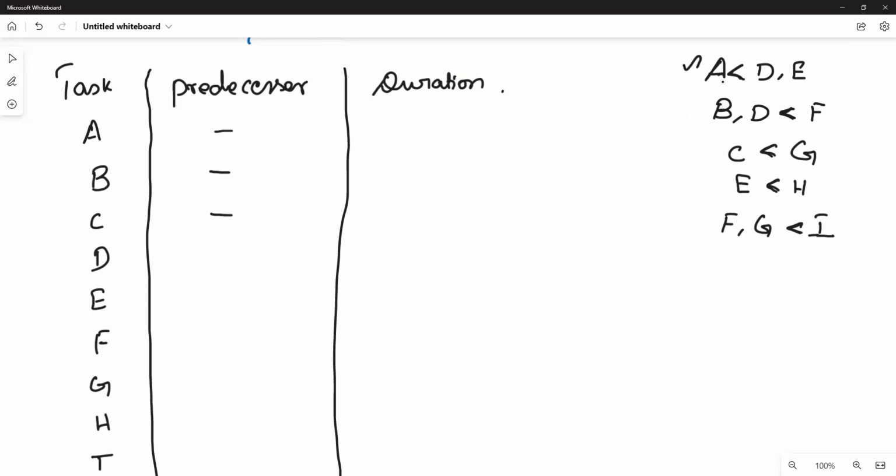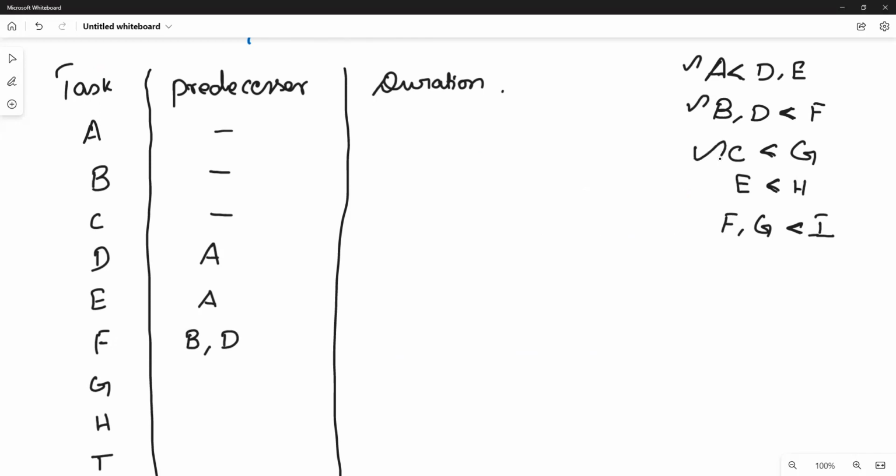Then what does this inequality mean? After completion of A, D and E start. So D starts after completion of A. E also starts after completion of A. What does this inequality state? B and D are predecessors of F. So F starts after completion of B and D.